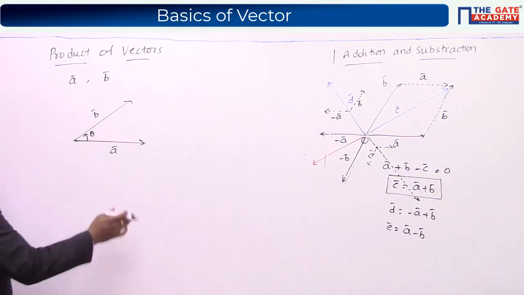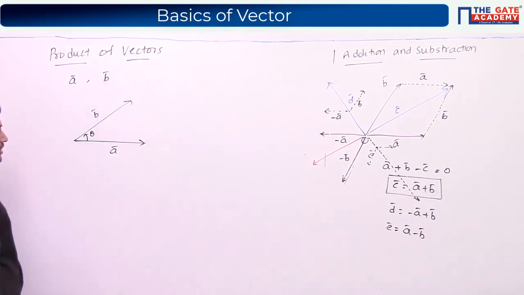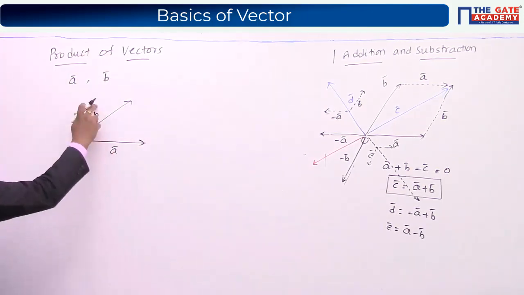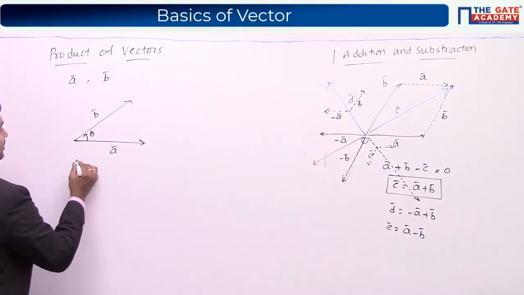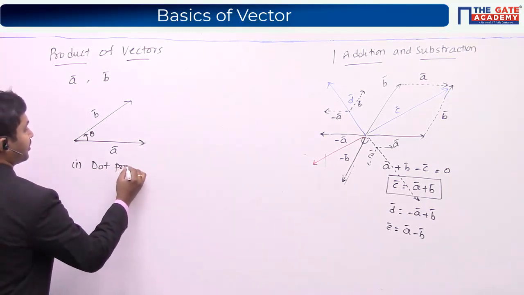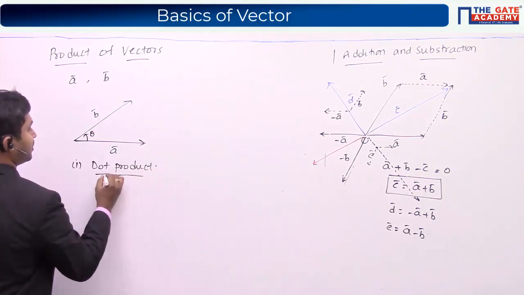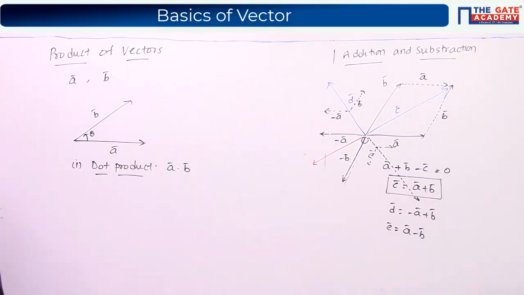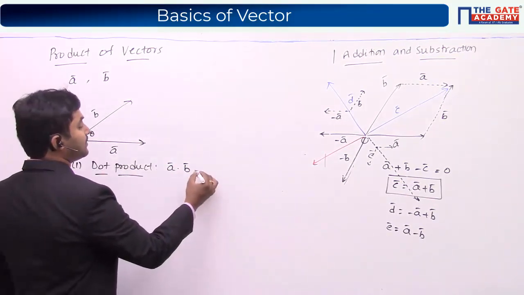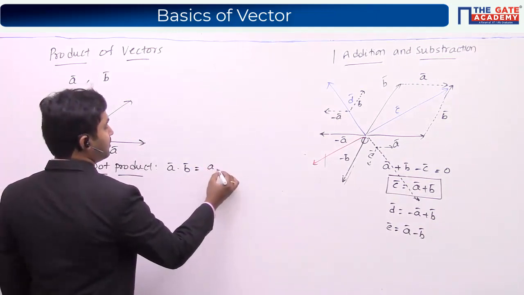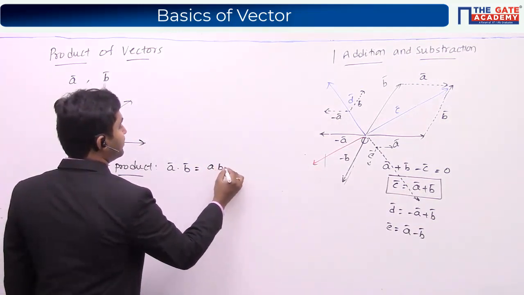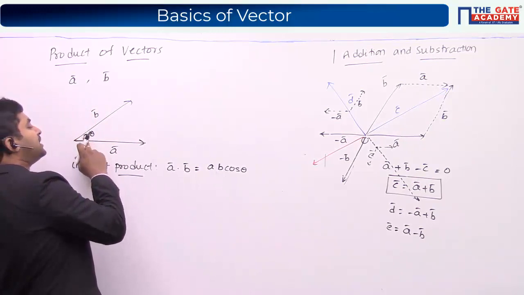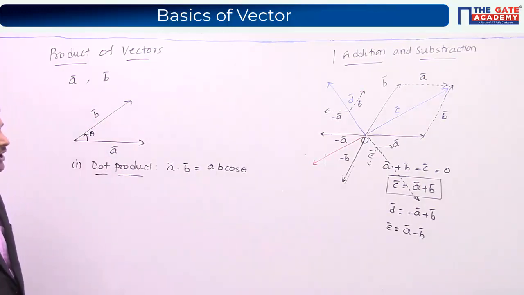Then there are two types of product that I can do with the vectors. I'm sure all of you know that. There are two types of products that I can do with the help of these two vectors A bar and B bar. One is what we call a dot product, which is given by A bar dot B bar. What is A bar dot B bar? A multiplied by B multiplied by cos theta, where theta is the angle when you are moving from A to B.